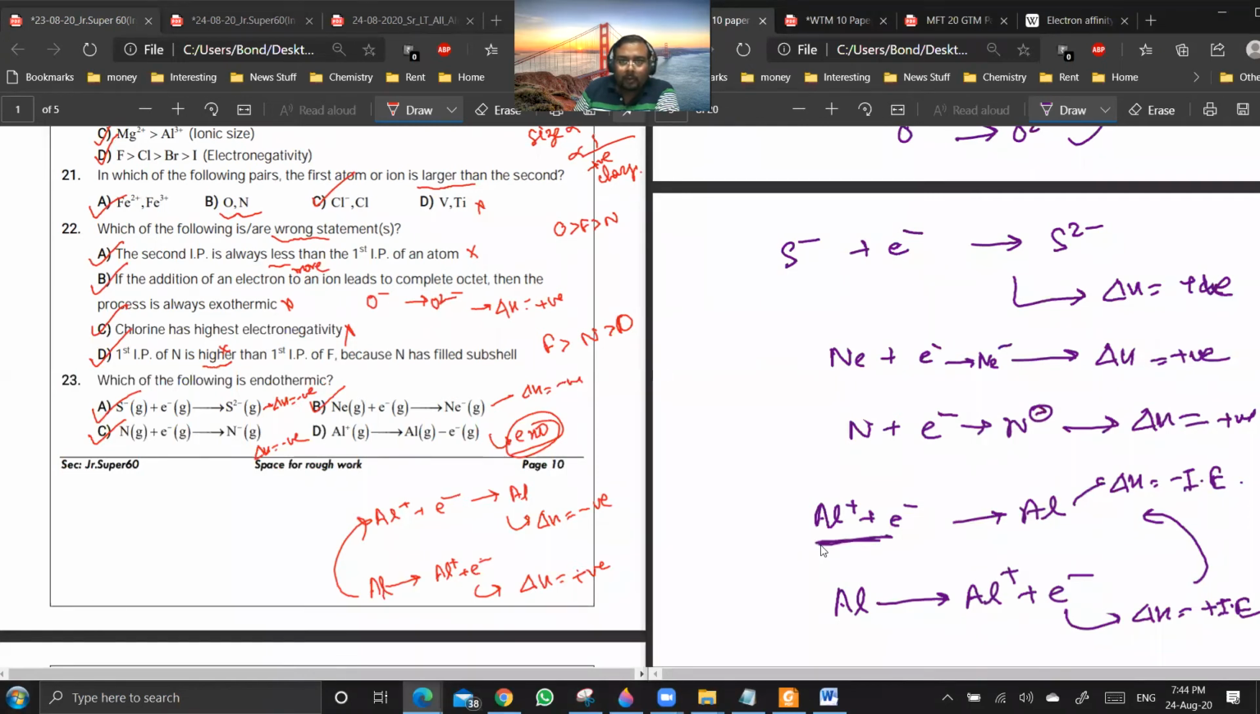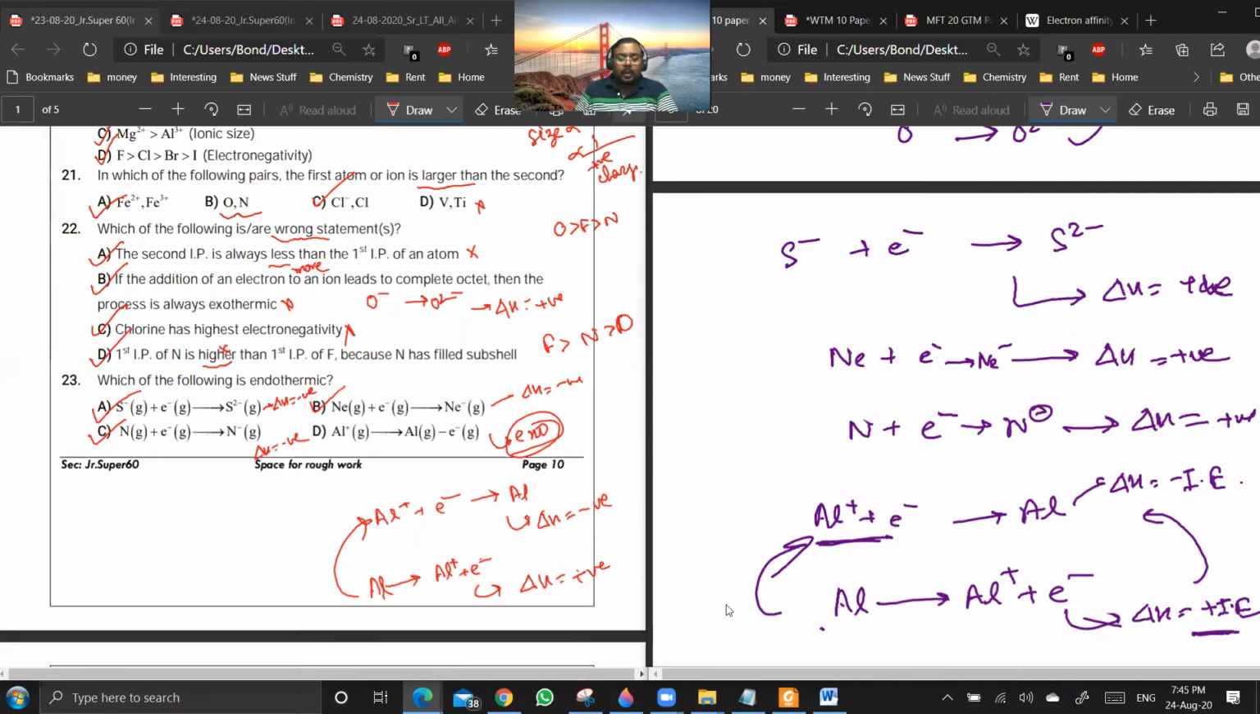Yes or no? Yes, sir. Now we don't know this format. We know ionization of aluminium. So aluminium, when it ionizes, it gives this equation. This is endothermic, so the reverse reaction has to be exothermic, which is this. Getting my point? Yes or no?